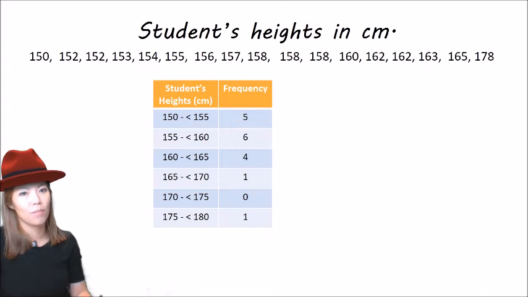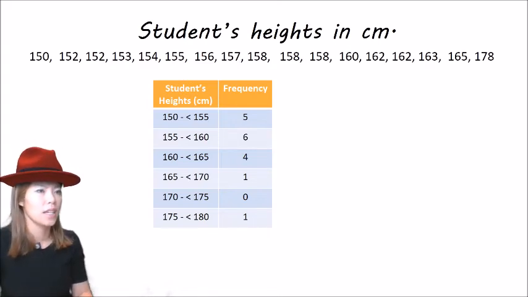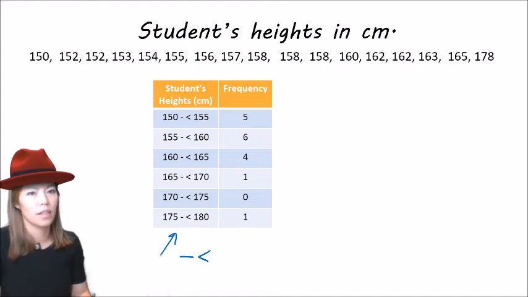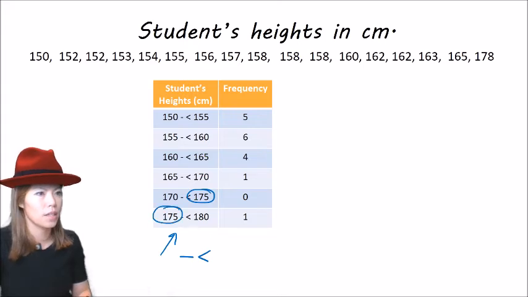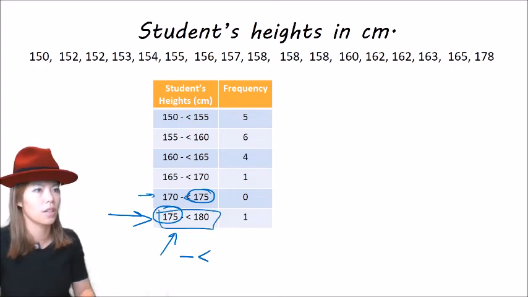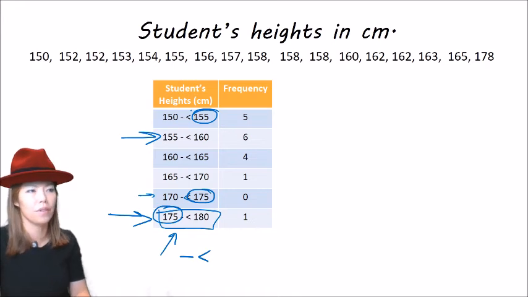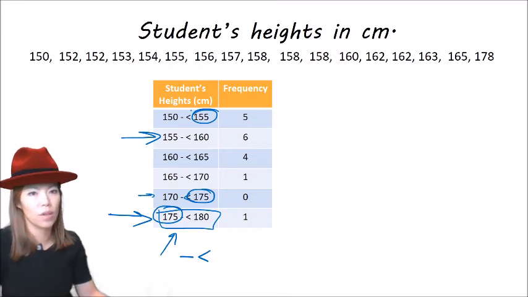Let's have a look at this example with the student's height in centimeters. Take note that this time the interval has 175 to less than 180, and that's because we're talking about continuous values. Notice that 175 appears in both, but it's counted in the second section, because it's less than 175 in here. So for example, 155 belongs to this section because the first section is 150 to less than 155. So just take note of that when you look at frequency tables.